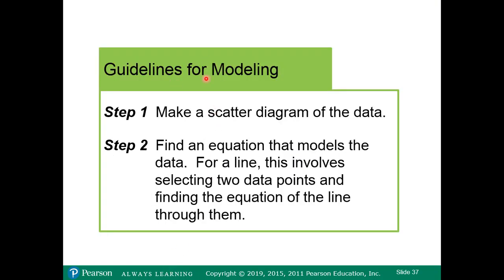Now, guidelines for modeling. First, make a scatter plot of the data, because if it's not linear, you're not going to want to use a linear model. In this textbook and chapter they're all going to be linear, but you want to make a scatter plot to see that it is a near linear relationship. Step 2 is to find the equation that models the data. How do you do that? You select 2 data points, and then find the equation of the line that connects those 2 points. That's it.